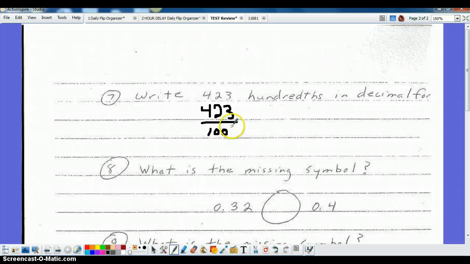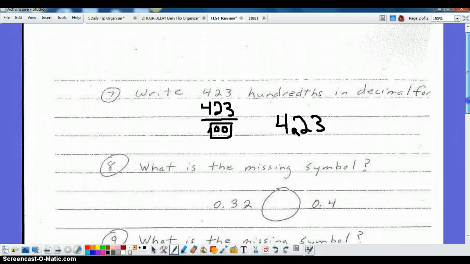I can also use what is called the Whomping method. I have 2 zeros for my 100, so I rewrite my number, 423, and I take the amount of zeros, start over here and whomp twice. Whomp, whomp, and I'm done. I put my decimal point right here. So 423 over 100 is equivalent to 4 and 23 hundredths as a decimal.